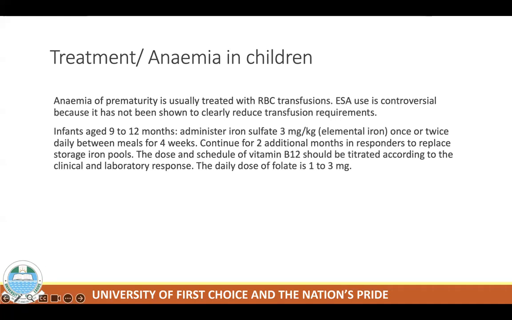Anemia of prematurity is usually treated with RBC transfusions, do not use ESAs. In infants of 9 to 12 months, administer iron once or twice daily between meals for 4 weeks, and continue until you replace storage iron pools for 2 additional months, right? Dose and schedule of B12 should be titrated according to clinical and laboratory response for infants.